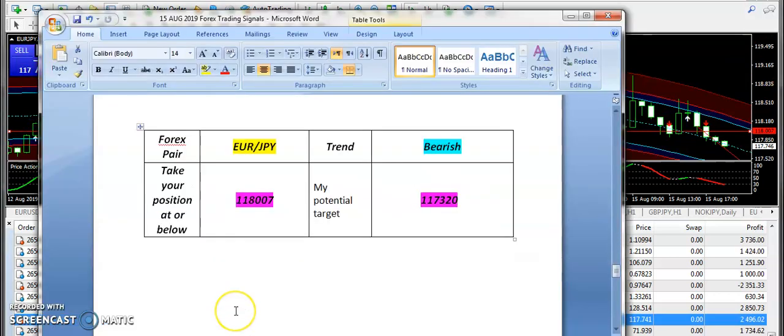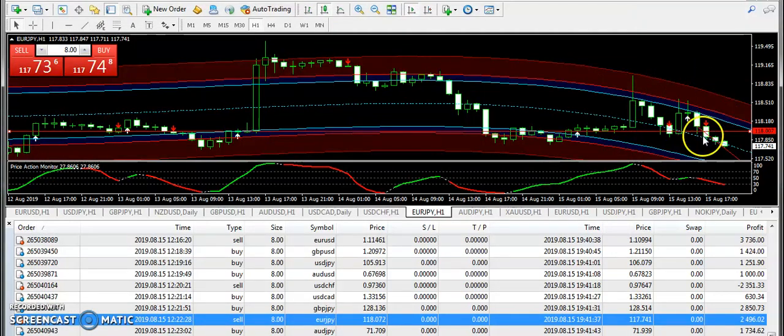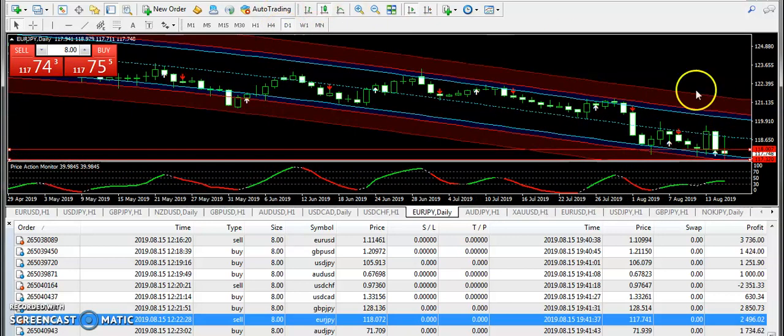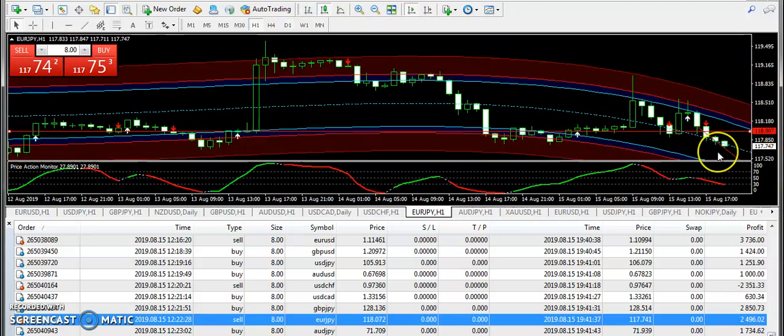Now going to take you towards EUR/JPY. EUR/JPY is weak today. 118.007 is the entry and 117.320 is the target price. This signal is given on the basis of the daily chart. You can see that the market is going down from the hourly chart. However, on the daily chart, you can see it's pumping down. We do not have any bullish signs at the moment. So overall, EUR/JPY is in the weaker zone.